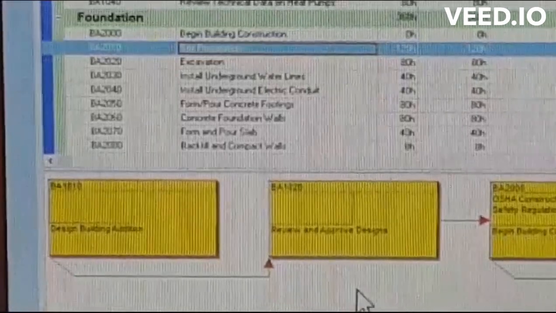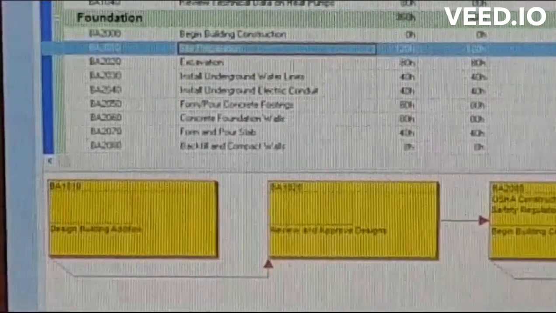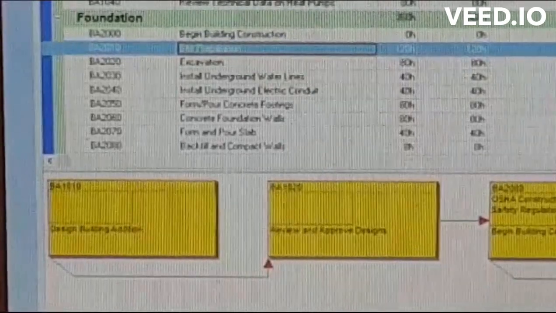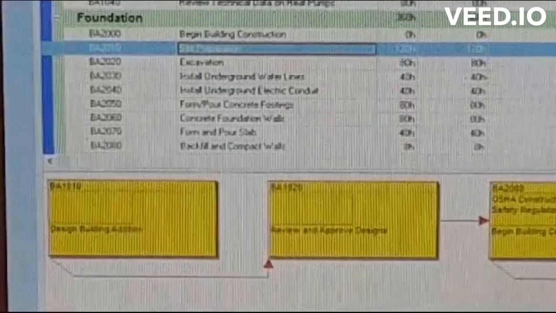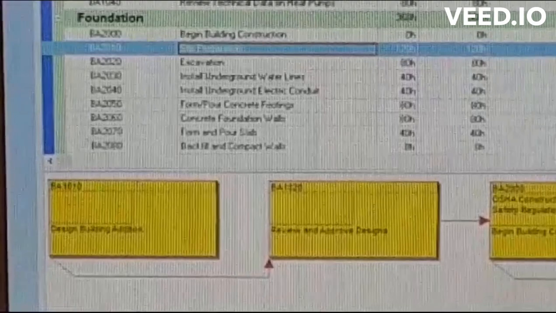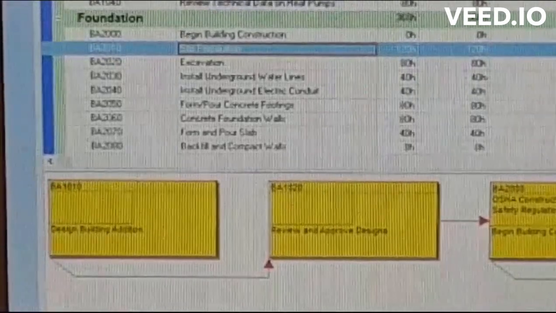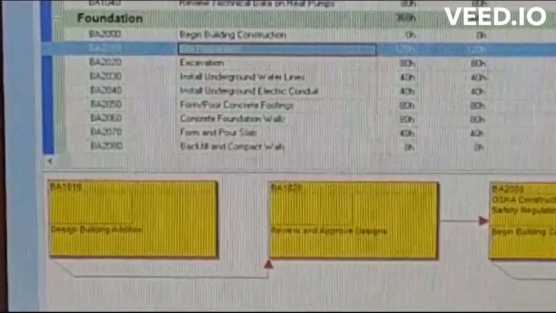So depending on the relationship type, the PDM diagram will slightly vary. That is, the connectivity between the activities will be different. Here it is start to start, the next two activities it is finish to start, like that, and so on.